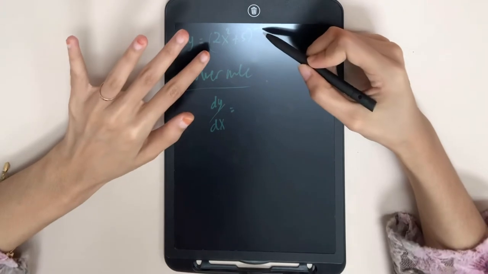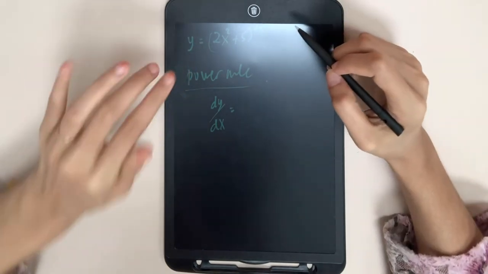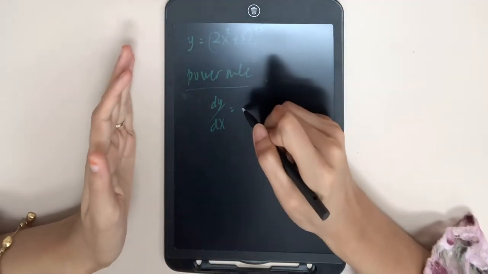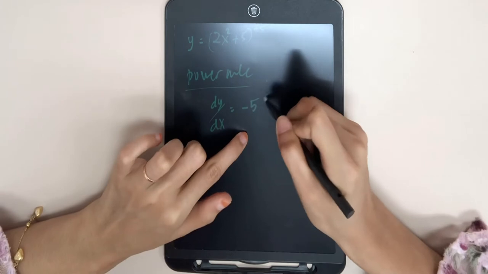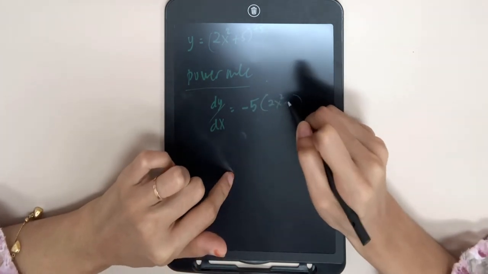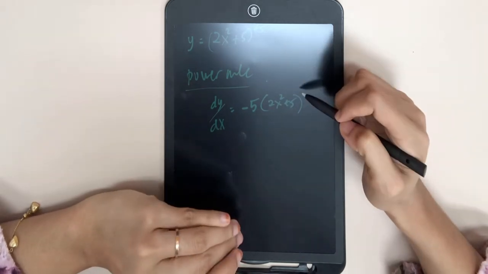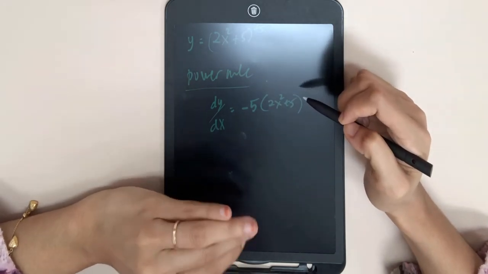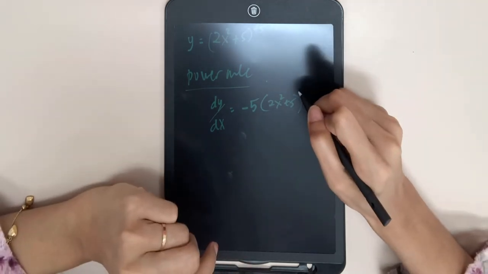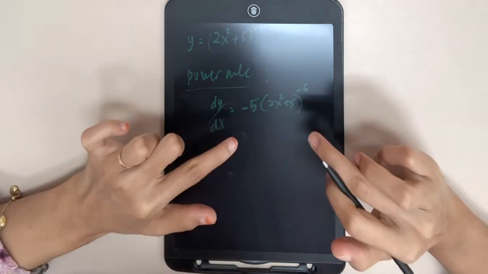You can see that you have a power here, negative 5. So what we do is, the power you put down in front of it. Negative 5 you put down here, and inside the bracket it will remain the same, 2x squared plus 5, and the power just now is negative 5, so negative 5 we minus 1, same as normal differentiation. So we get negative 6.